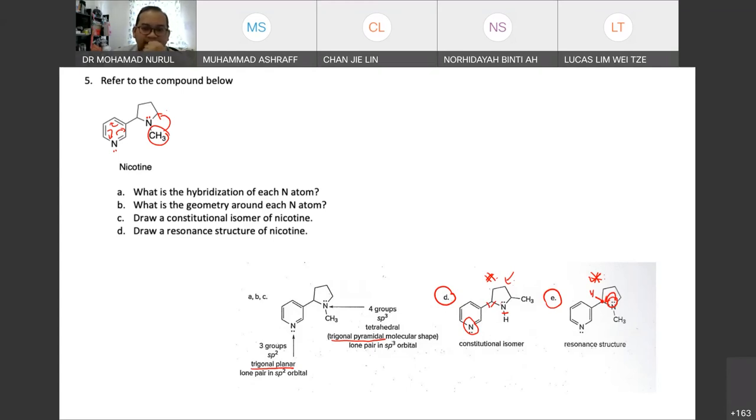Okay, Harvinder. Firzana Zulkarnain asks: Doctor, when the question asks about geometry, it means you need to state the shape? Yes, correct. To make it easy and safe for you, write sp3 slash or comma tetrahedral, sp3 comma bent shape, sp3 comma trigonal pyramidal.